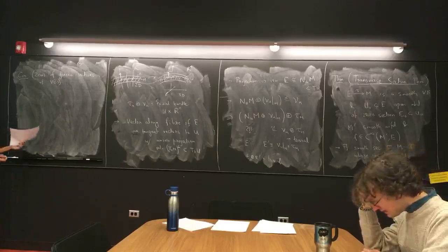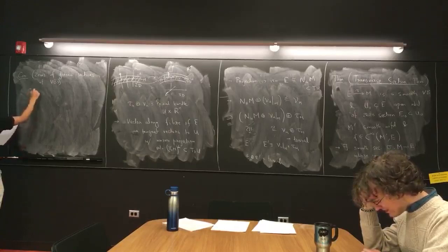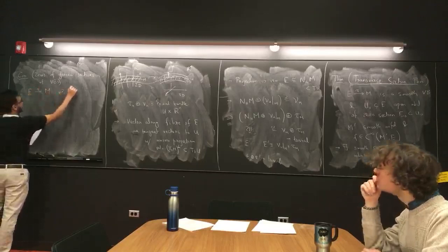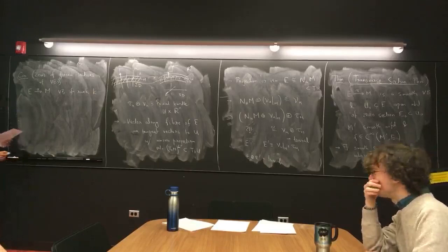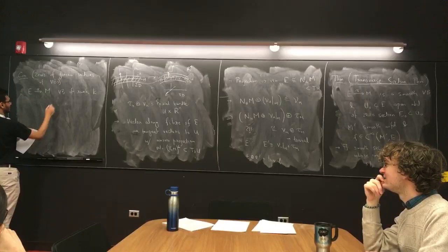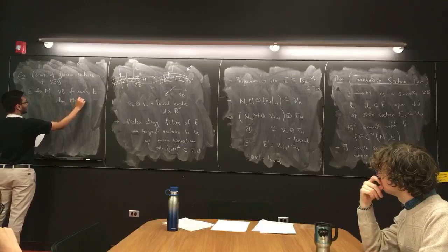Anyway, so let E be a vector bundle of rank k. So the dimension of the fiber, the typical fiber, is k. And the dimension of M is little m.